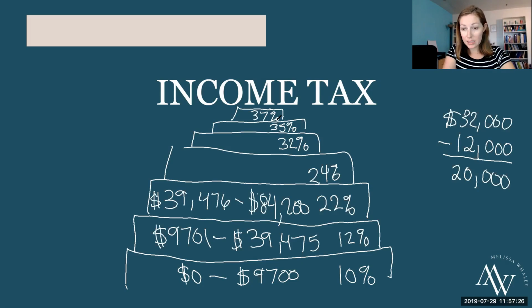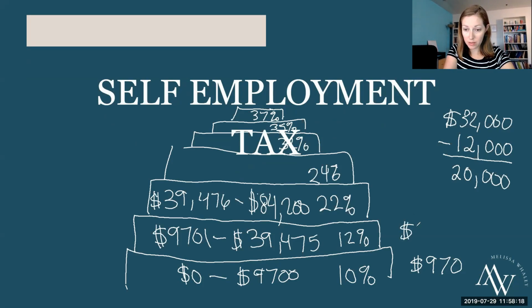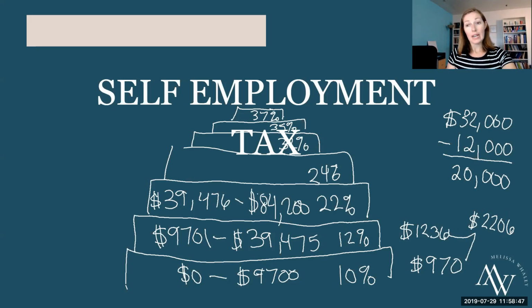So in this case, where I have $20,000 of taxable income, you're going to pay $970 of taxes. And then we have to figure out what layer number two is. So this layer is going to be $1,236. You add these two together, and that's where you get your total income tax. So this very simple explanation scenario is going to be $2,206 of income tax.